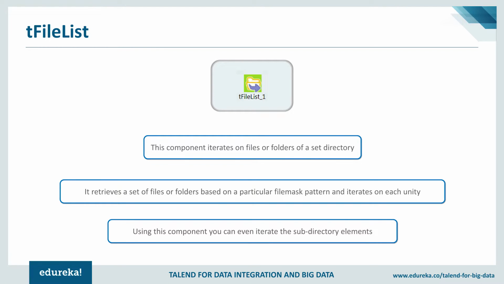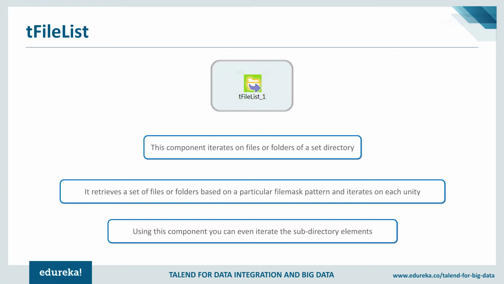So let's move on to the next widely used file component. It is called the tFileList component. The tFileList component helps me iterate through directories and subdirectories and gives me the list of files which are available. The input I give for this component is the path of a directory, and it will go through all the files and subfolders inside the directory and give me the result. I can also configure whether it has to go into subfolders or not.